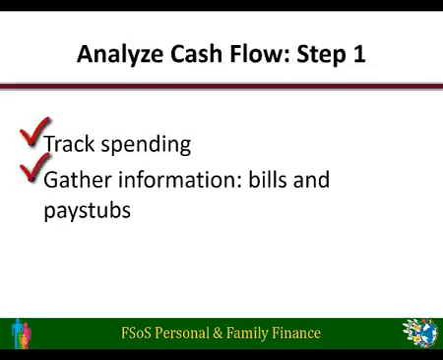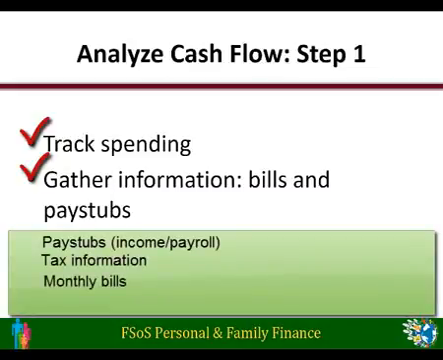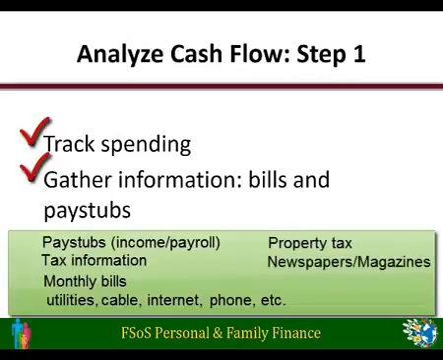You should also gather other information that will help you create your cash flow statement. This might include pay stubs for income and payroll tax information, bills for monthly expenses such as utilities, cable, your internet bill, your phone bill, and don't forget the irregular expenses like property tax bills, or newspaper and magazine subscriptions, or the 6-month insurance payment.